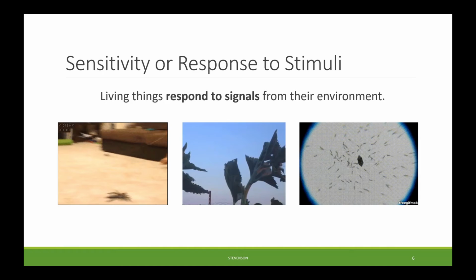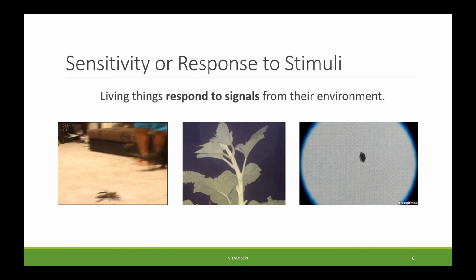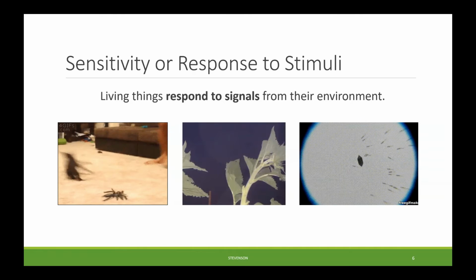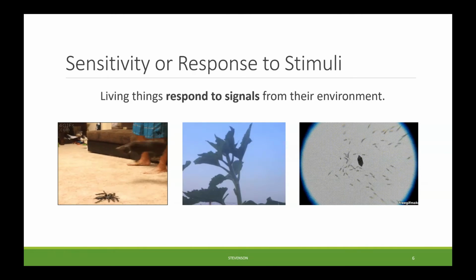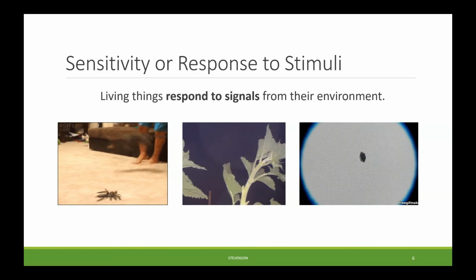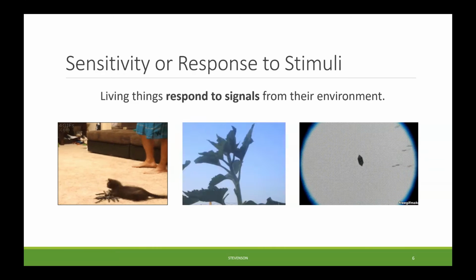Even little bacteria, which we can only see under a microscope, can often move around and swim toward a particle of food, like what you see happening in this video here. So very different organisms, but they're all responding to signals in their environment.